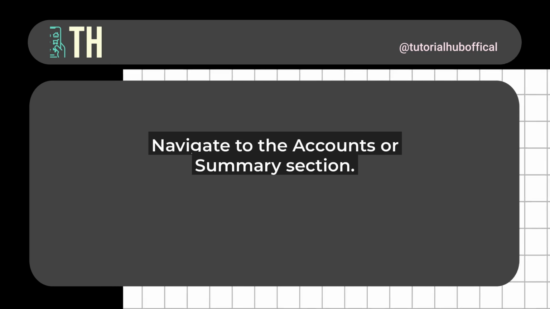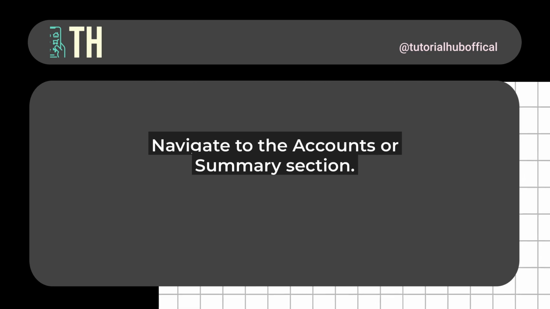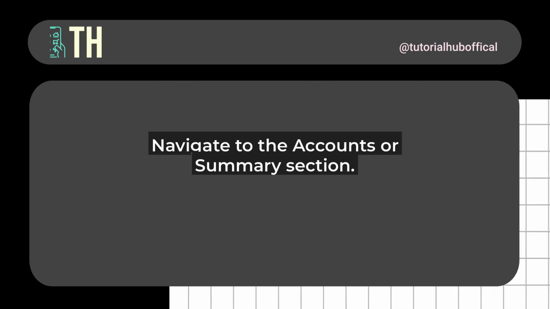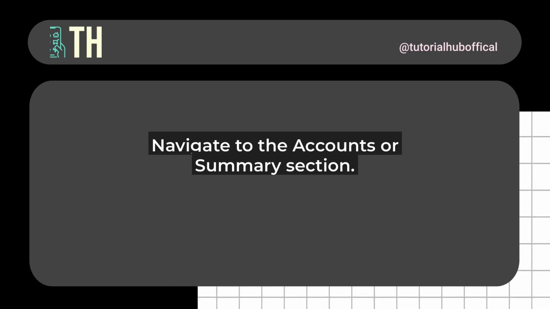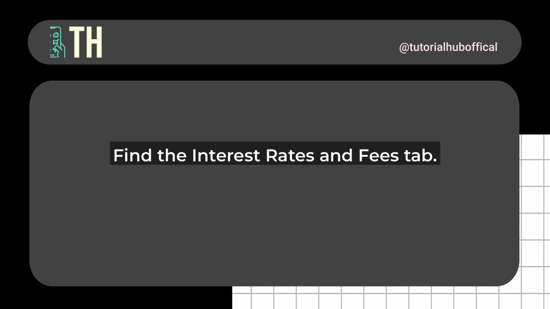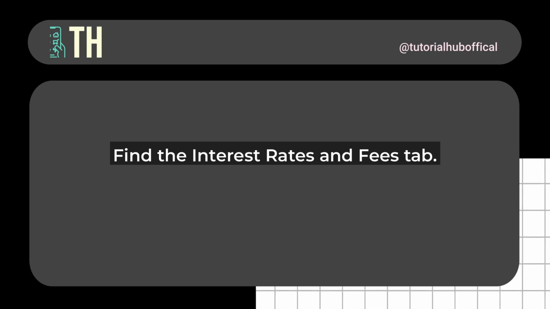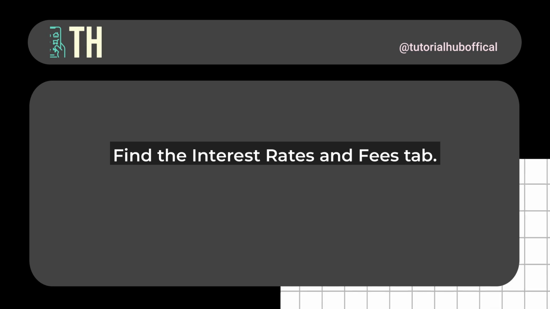To check your Amex APR, start by logging into your American Express account online. Head to the Amex website or app and enter your username and password. If you don't have an account set up, download the Amex app from your phone's app store. It's user-friendly and secure. Once you're logged in, navigate to the Accounts or Account Summary section.